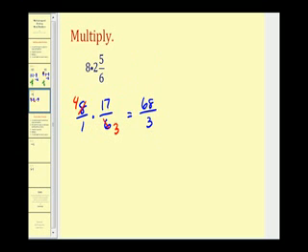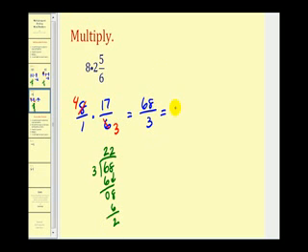This is our product, but let's go ahead and convert it to a mixed number. 68 divided by 3. There are 2 3's in 6. Subtract, bring down the 8. And there are 2 3's in 8. 2 times 3 is 6. We have a remainder of 2. So this tells us that 68/3 is the same as 22 and 2/3.